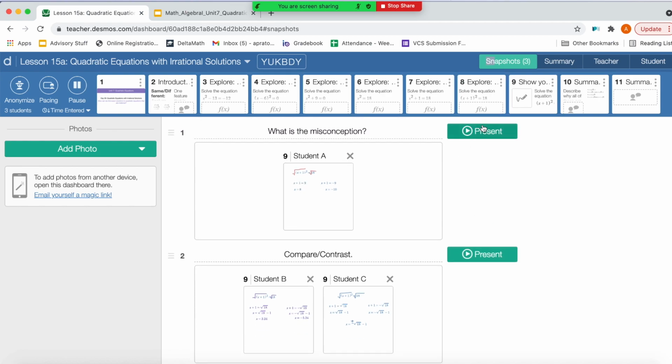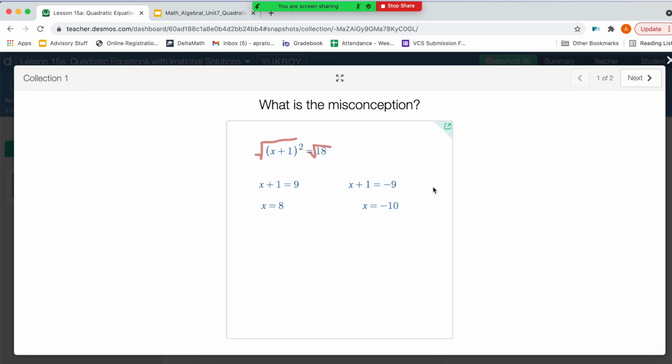The first piece of student work I chose to snapshot is this piece of work. And the question I asked is, what is the misconception? So during class, you can facilitate this conversation if you see any students having this misconception by just asking the class, what is the misconception happening here? Students should notice that instead of square rooting 18, they divided 18 by 2. And that's a common thing that students will do.